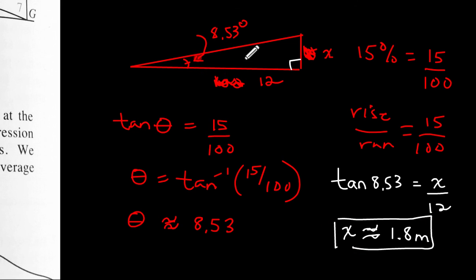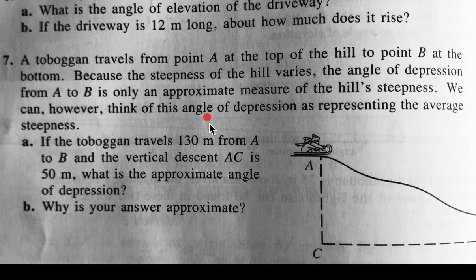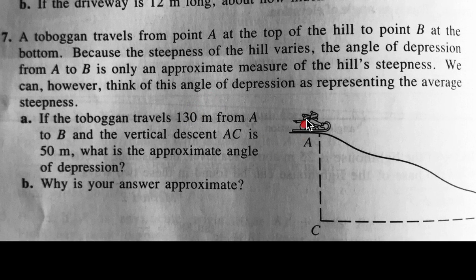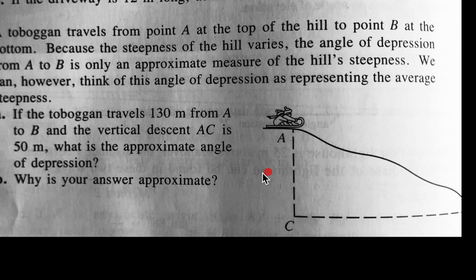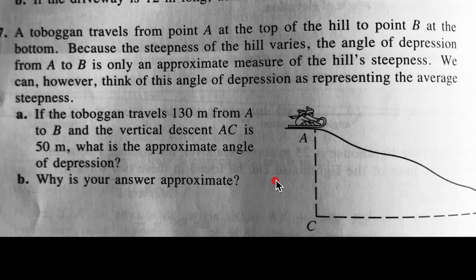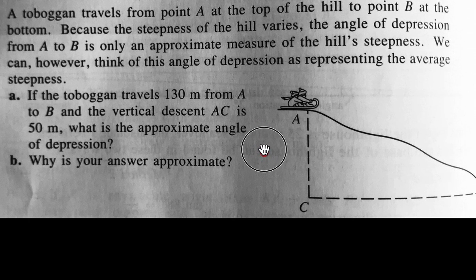A little tricky, just be careful. Whenever they give you the percentage, you need to use it as your rise over run to first find the angle. All right, last problem, and I expect we'll have to be doing some of these in class on Thursday. A toboggan travels from point A to point B, which I cut off at the bottom. Because the steepness of the hill varies, the angle of depression from A to B is only an approximate measure of the hill's steepness. We can, however, think of the angle of depression as represented by the angle of steepness. The average steepness.